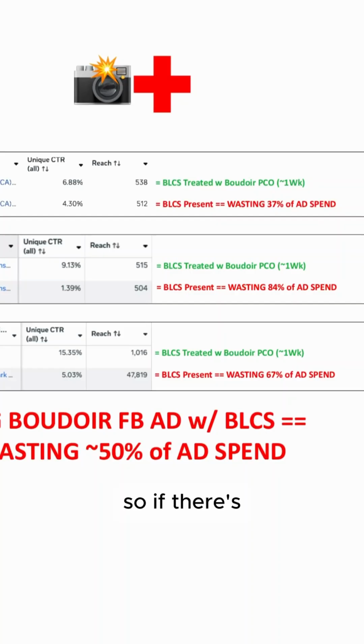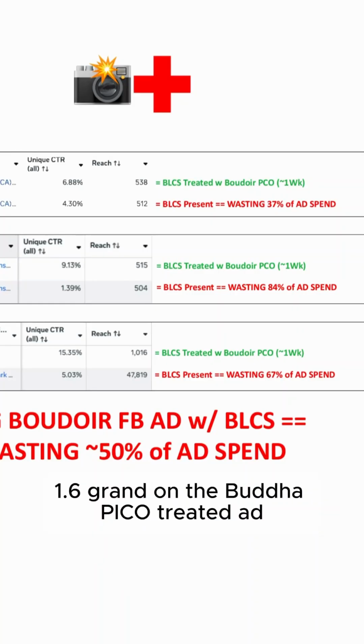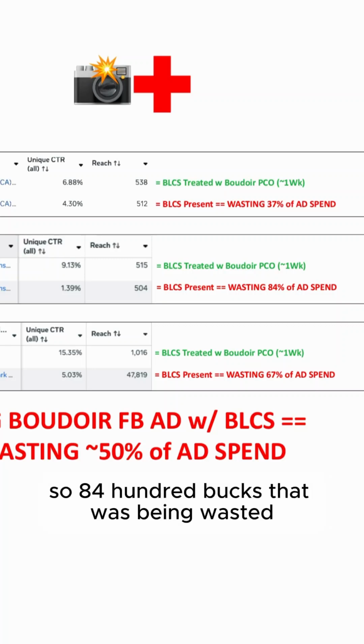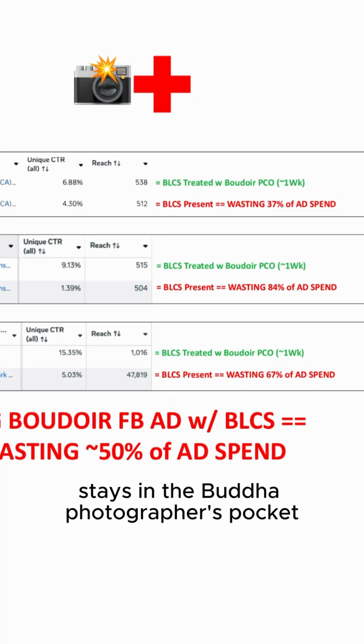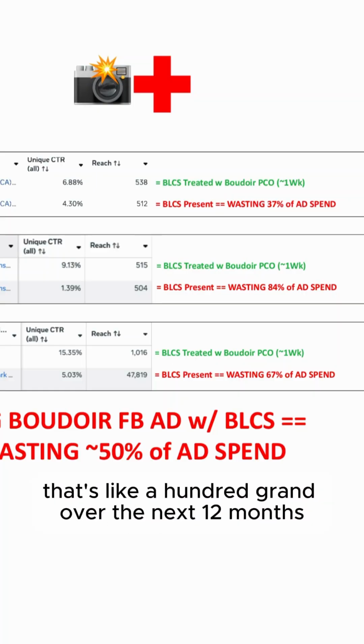So if you're spending more than 10 grand on the original Boudoir Facebook ad, now they only need to spend 1.6 grand on the Boudoir Pico treated ad to get the ad into the same number of women's brains. So the $8,400 that was being wasted, that spend is eliminated and stays in the Boudoir photographer's pocket every single month. So it's $8,400 a month, kind of phantom profit. That's like 100 grand over the next 12 months.